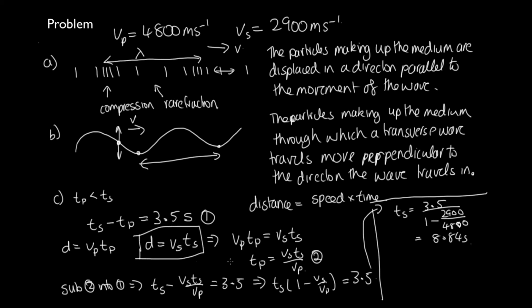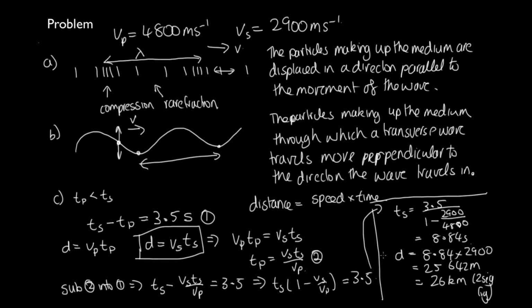into this equation here to get the distance. So the distance is equal to 8.84 times the velocity Vs, which is 2,900. So this is equal to 25,642 meters, which is equal to 26 kilometers to 2 sig fig, which is scarily close really. So if you wanted to check this, what you could do is work out what Tp was and just check that that gives you the same answer as well.